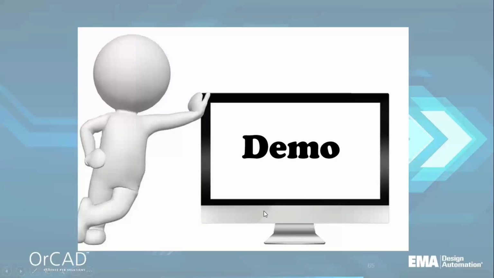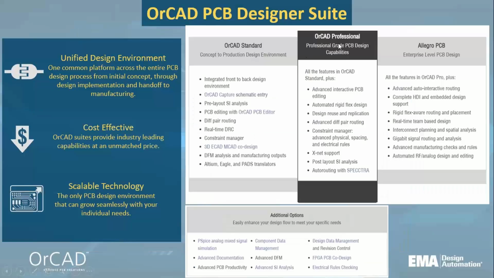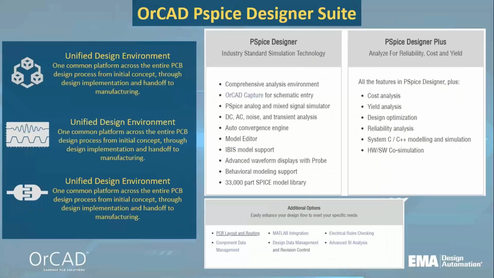And let's talk about some of the suites that are available. So we do have OrCAD Standard, we've got Professional, and you can go into the Allegro PCB tools. So these are the suites that are available to you, as well as if you're doing simulation. We also have PSpice Designer suites that are going to give you all kinds of functionality doing simulation as well. So it's important to understand that we have suites that will give you different kinds of functions.